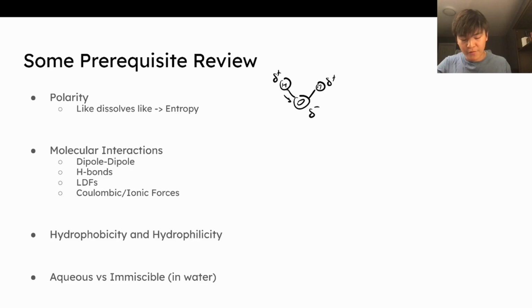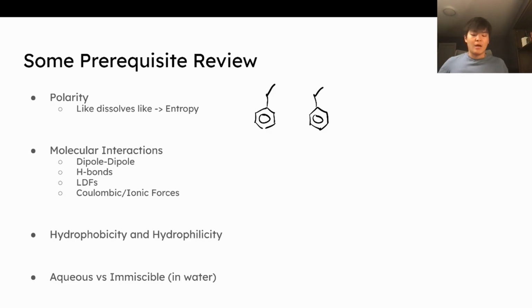But I want to go over the idea of like dissolves like. Imagine we have something that's nonpolar. Let's say we have some benzene thing, and then we have another benzene thing. Or if you imagine oil, you've probably put oil in water before. Why does the oil always mesh together and stay together and not just dissolve in the water?